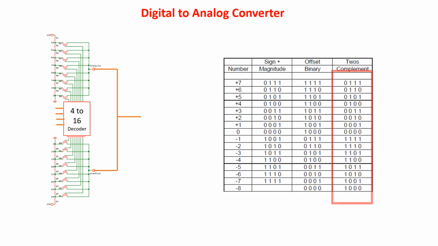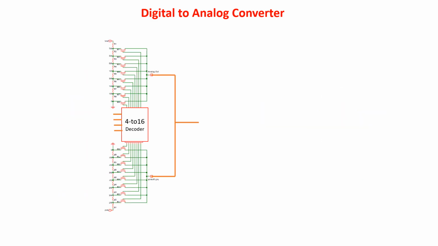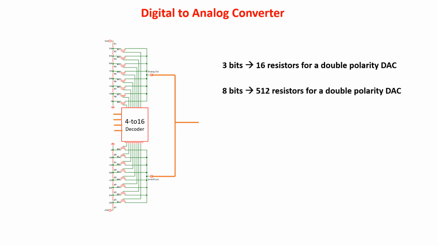In the two's complement code, positive numbers are the same as in binary code, with the additional sign bit. Negative numbers are the inverse or complement of the positive ones, with a 1 added and the sign bit changed. So for a signed 3-bit divider DAC, we need 16 resistors, and for an 8-bit signed divider DAC, we need 512 resistor segments. Definitely, you need room. As the number of bits increases, the number of resistors explodes.